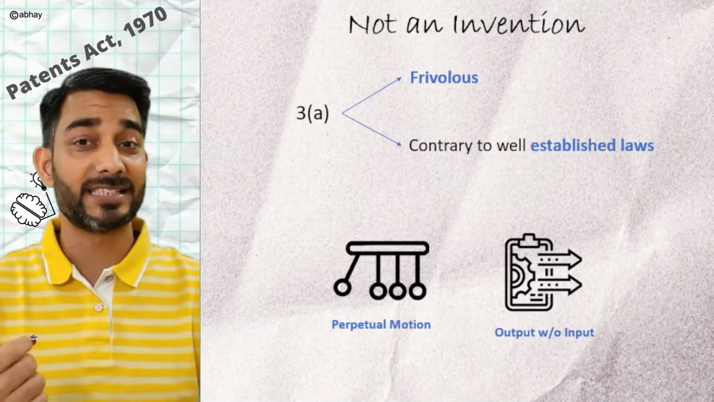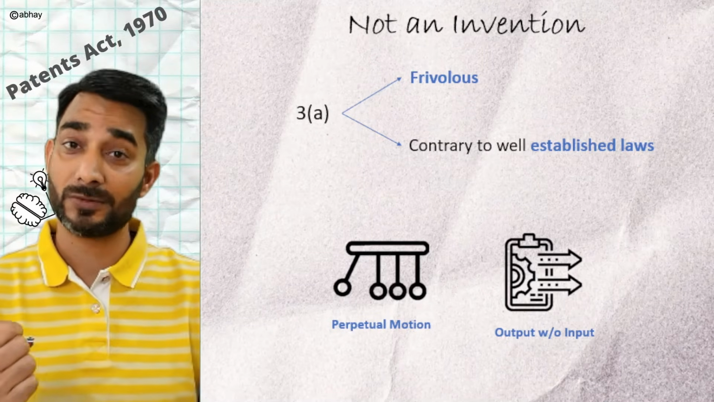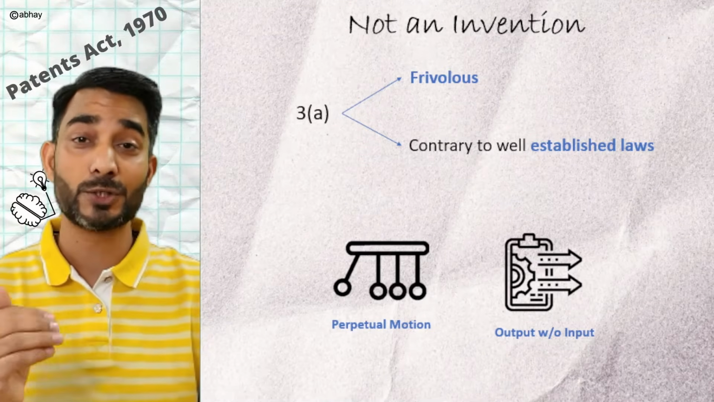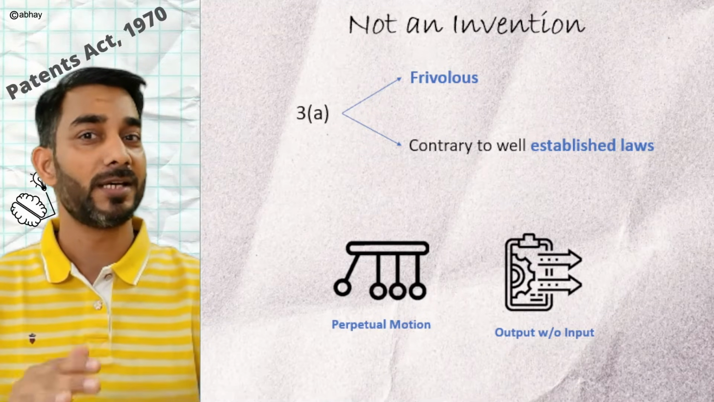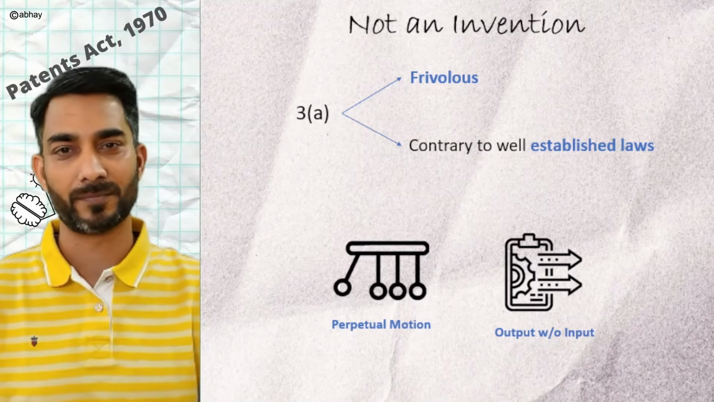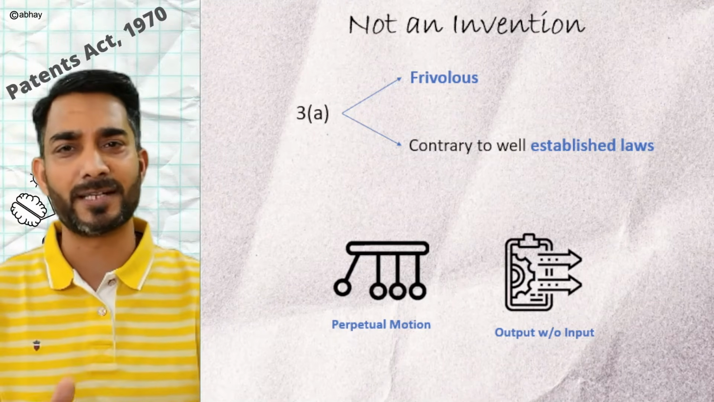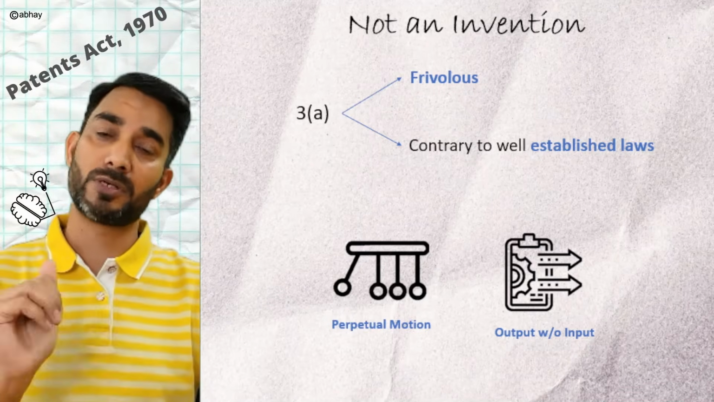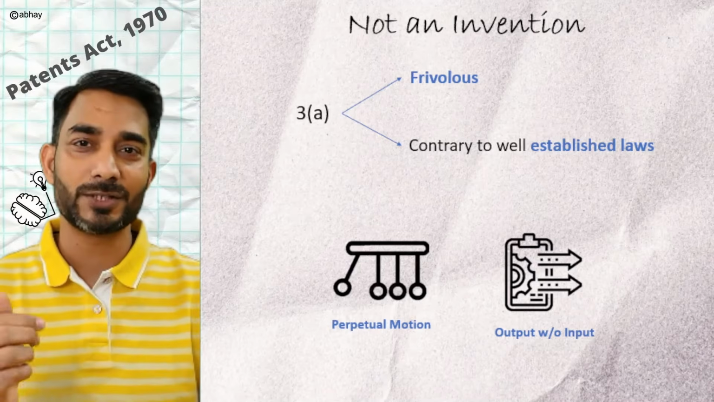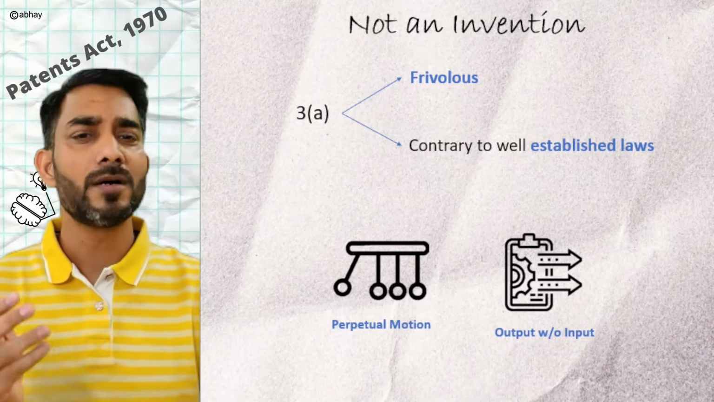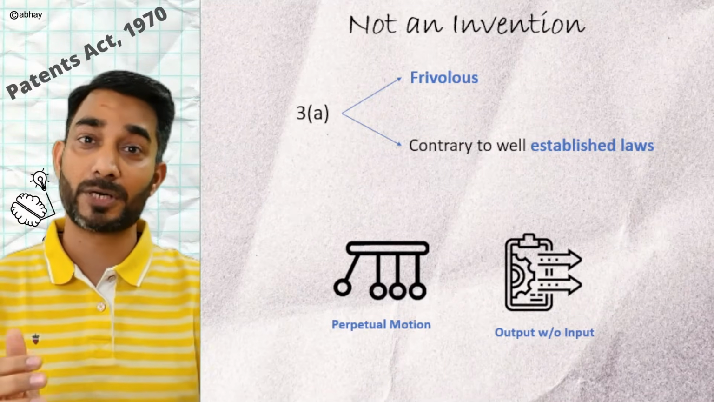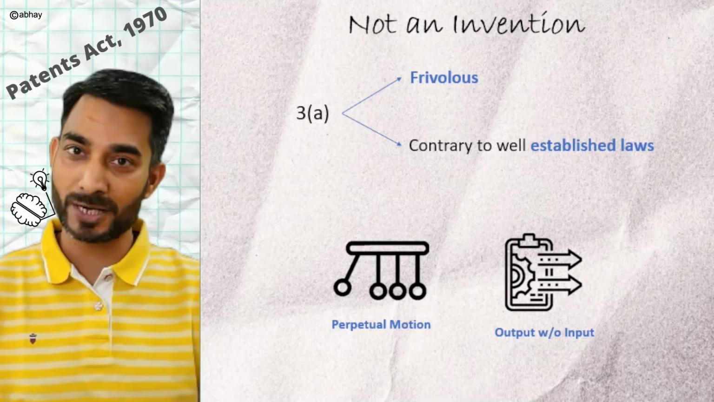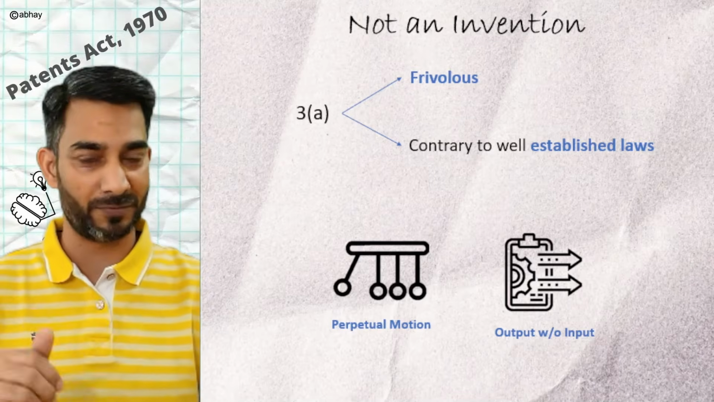Section 3A states that any invention which is frivolous in nature or which claims anything which is contrary to the well-established natural laws is not considered an invention. Examples? Everybody's favorite examples. A machine which claims a perpetual motion, no energy shortage, no friction in life. Or a machine that can produce output without input. So frivolous, contrary to well-established natural laws, is not an invention.